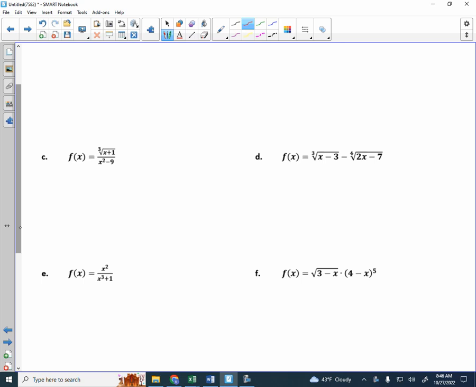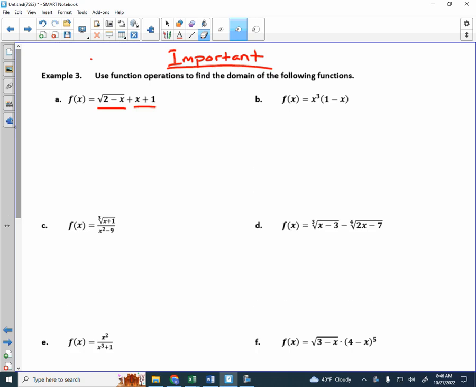We can determine the domain very simply by using what we used on the previous page. I'm going to say that this is the addition of 2 functions. It's function f, which is the square root of 2 minus x, plus the function g, which is x plus 1. So if I want to know this domain as a whole, I just figure out what's the domain of g and what's the domain of f, and then I consider the overlap between them. So what's the domain of x plus 1?